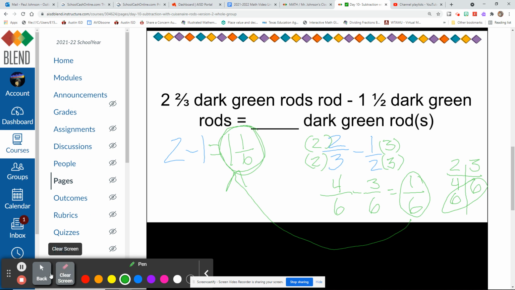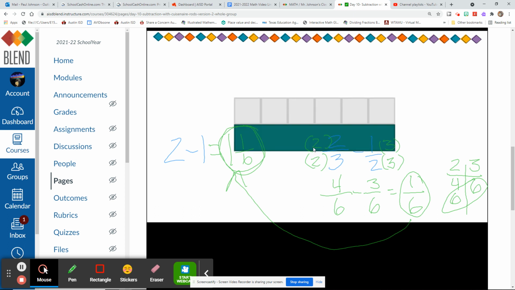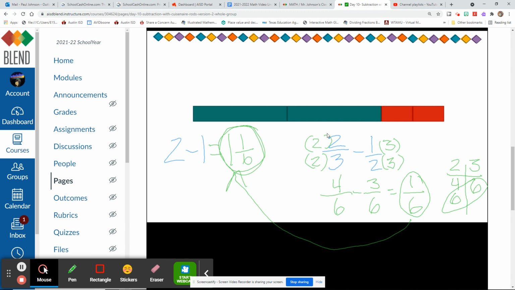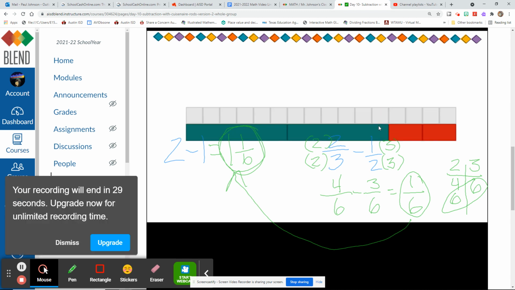Now, let's see what kind of picture they have in store for us next. If I can remember. There we go. Okay. So here we go. There is one, I guess. I don't know. Okay, here's 2 green rods, I guess. Okay. All right. So we have 2 2/3.